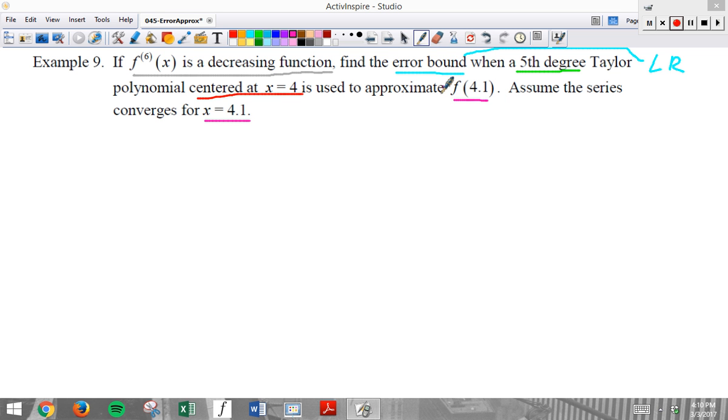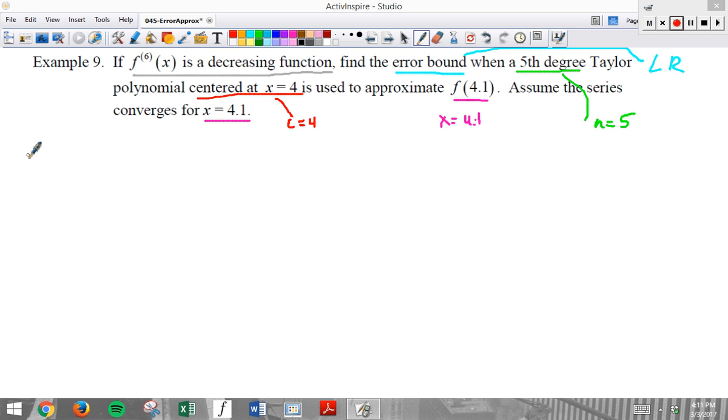Alright, so if that's what we're trying to approximate, what is the x value? X equals 4.1. Now they kind of give it away right there. But that's what we're trying to approximate because that's what's inside f. If we didn't have this sentence, we'd still know x equals 4.1 because that's what's inside f. Centered at x equals 4, c equals 4. Fifth degree, n equals 5. So n plus 1 would be 6. Then it checks out. You can always error check.